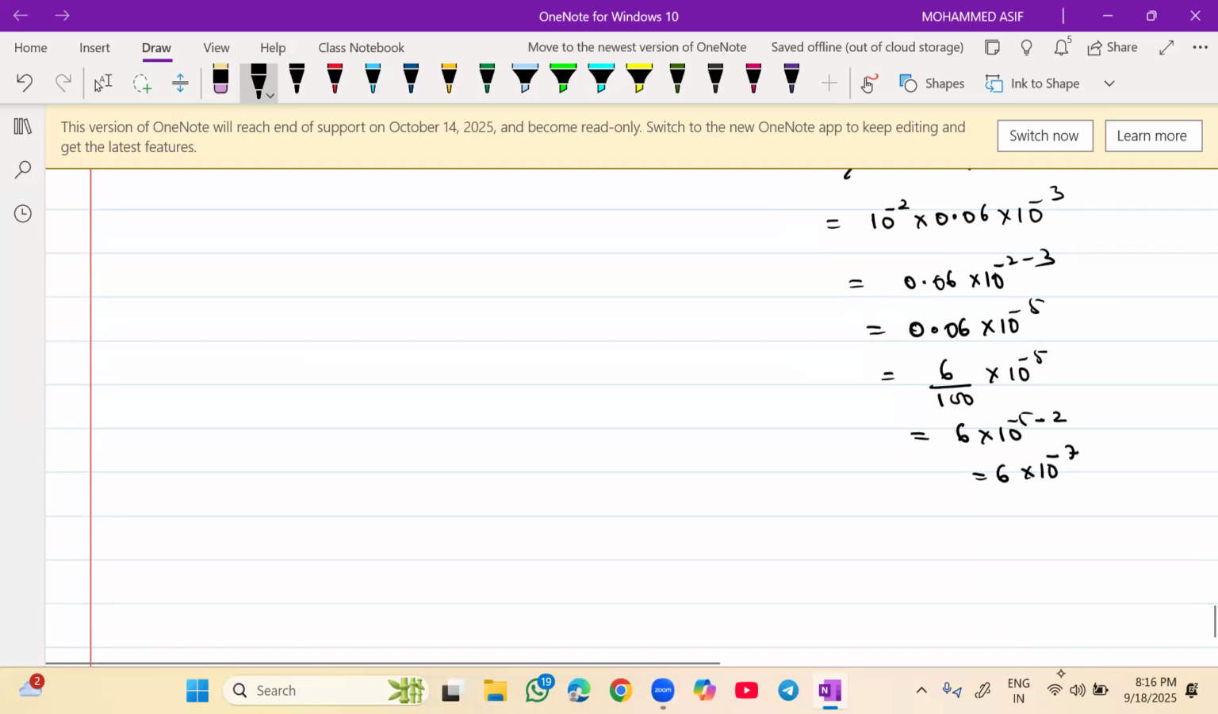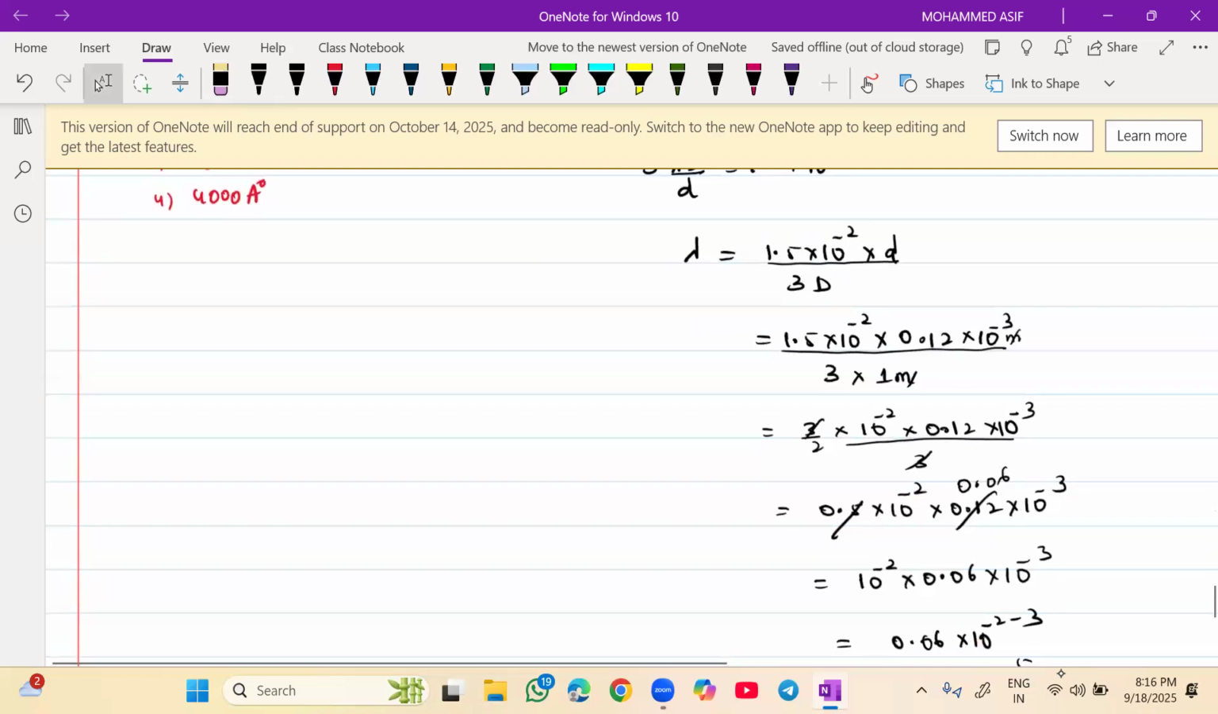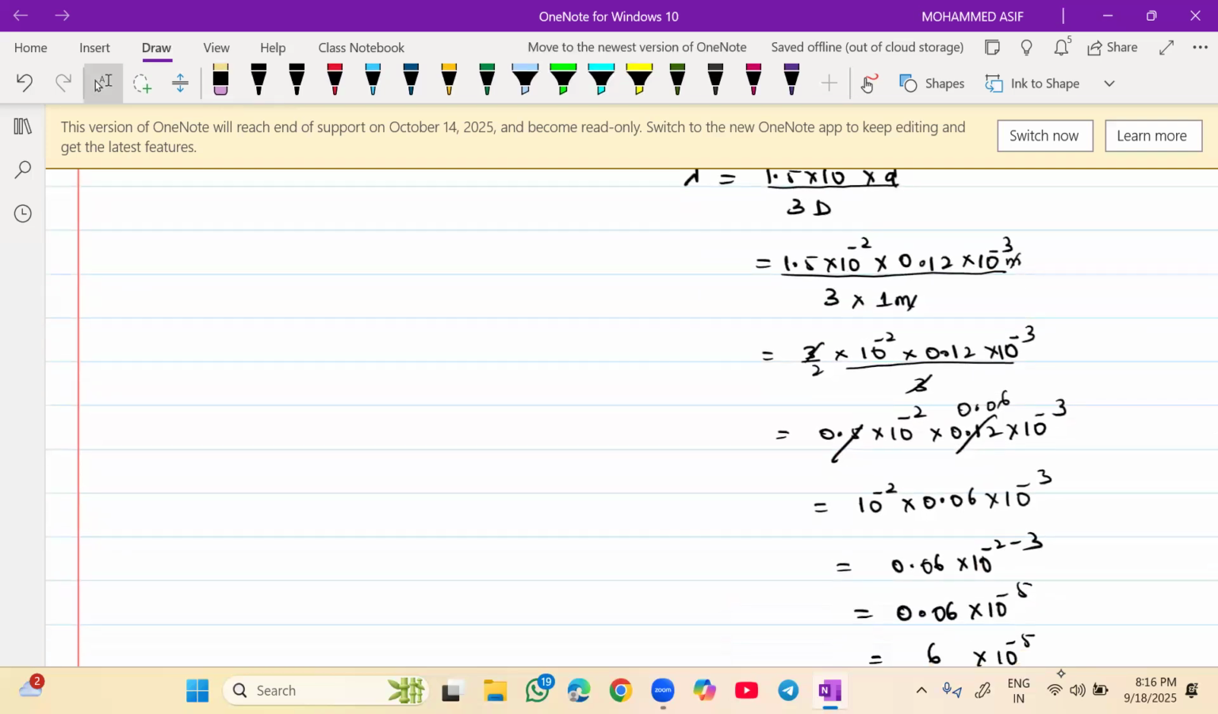Okay. So if I write this approximately like 6,000 into 10 power, this will become for me minus 10. And this value will become for me 6,000 angstroms. So that will be the answer for me, 6,000 angstroms. Am I clear? Yes. Any doubt in this calculation? Calculation clear? Done, son?